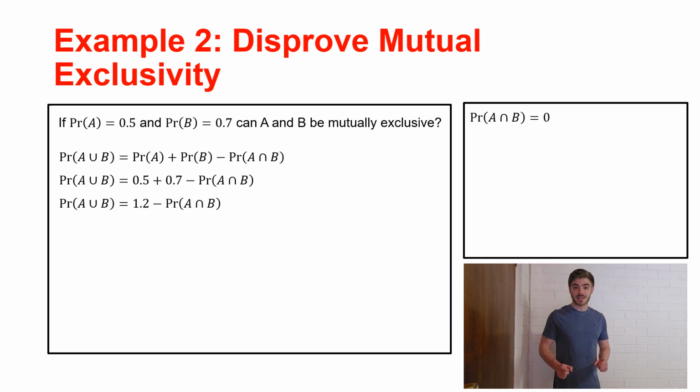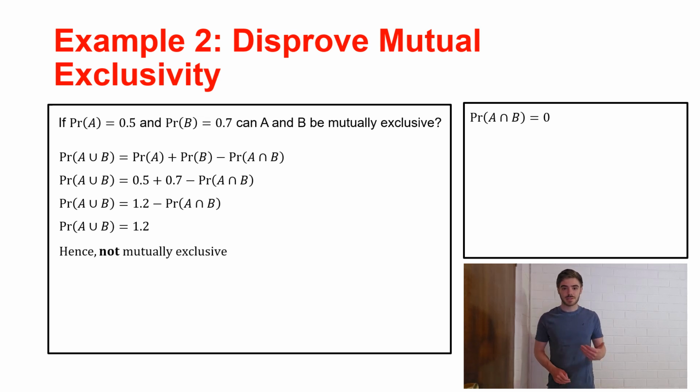From here, we need to ask ourselves, can the intersection be 0? And in this case, it can't. If it was 0, then our union would have a probability that was greater than 1. And that's impossible as far as probability goes. With that in mind, there must be an intersection between those two events. And if that's true, then those events cannot be mutually exclusive.